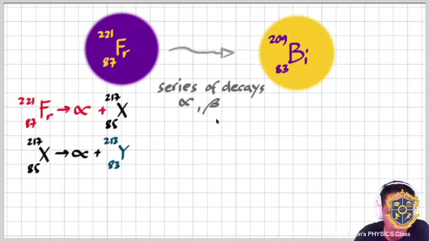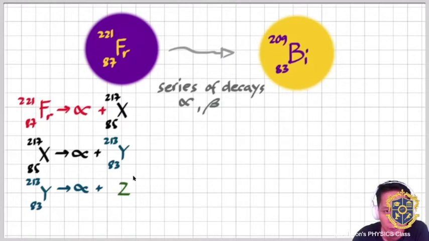Now I think we can do this again. So imagine we have 213 and 83. I just copied this. If it releases an alpha again, then in the end we'll have another atom different from this one, because this one has changed again. It goes down by 2 because the alpha took 2 protons with it. So from 83 this becomes 81, and this 213 becomes 209.